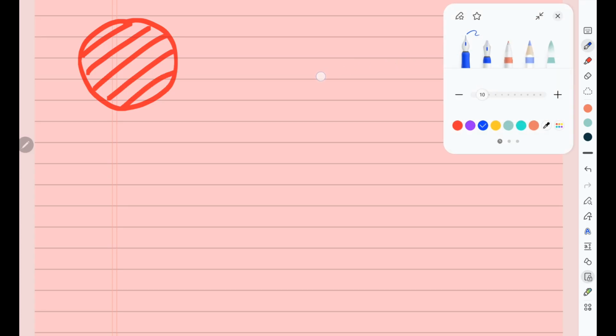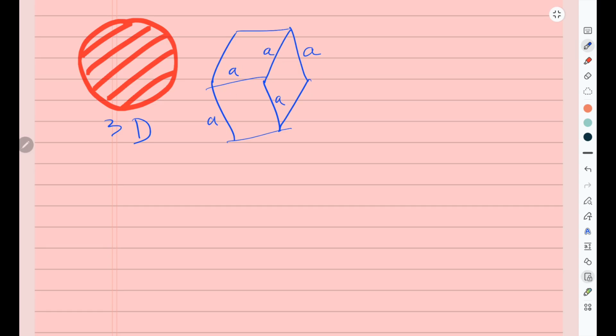So this is a circle, and it can also represent a sphere. A sphere is actually a three-dimensional shape. So in all the shapes and areas here, we will consider three dimensions. For example, a cube could be represented like this. Maybe its side is a meter, a meter, a meter. So this is a cube.